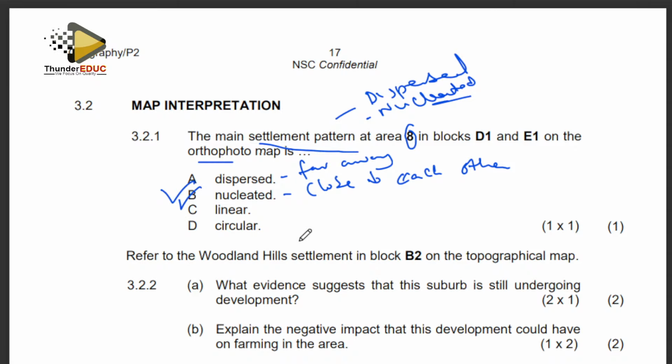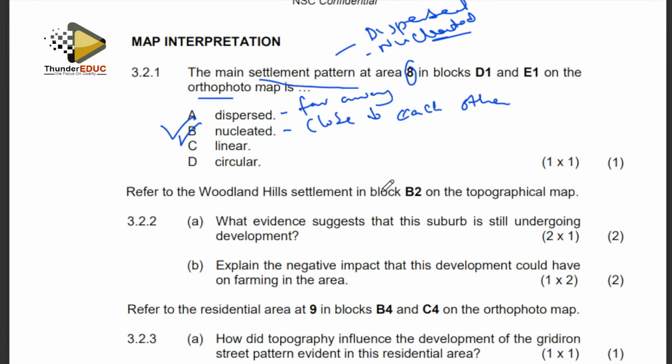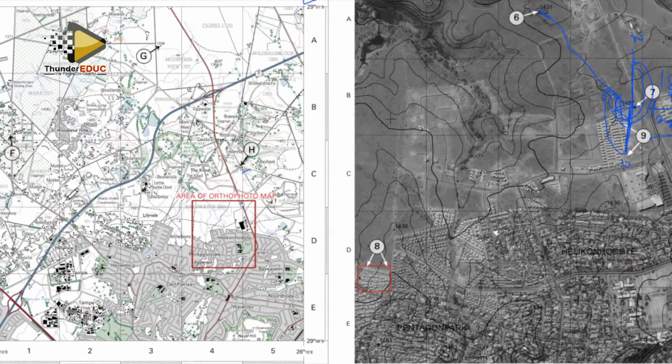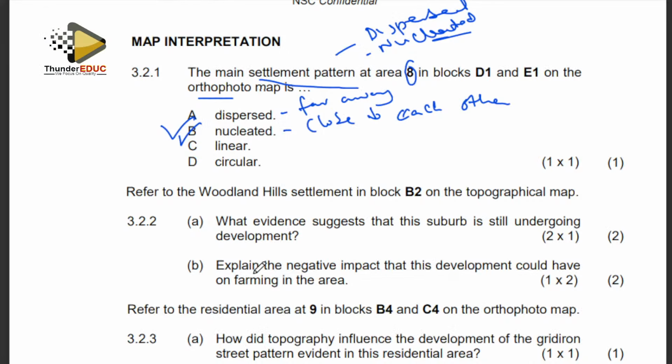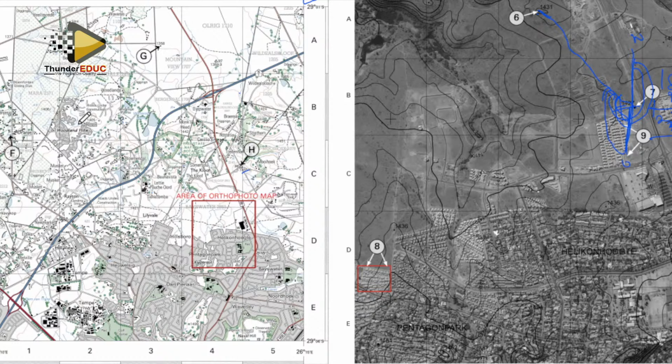So the answer here is B. Refer to the Woodland Hills settlement in block B2 on the topographic map. B2, topographic, B2, this one here. Woodland Hills is here. This is the area they are referring to. They want us to use Woodland Hills, it is here. This is the area. Okay. Let's see the question. It says, what evidence suggests that the suburb is still undergoing construction? What suggests that this area is still undergoing construction? Let us see this area. The area is here. What do you see here?